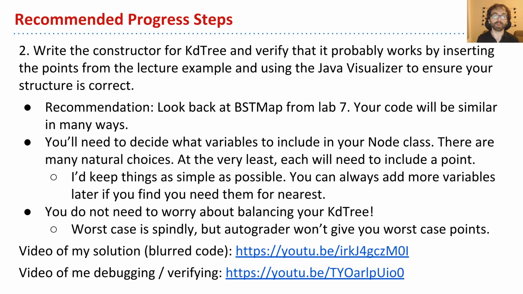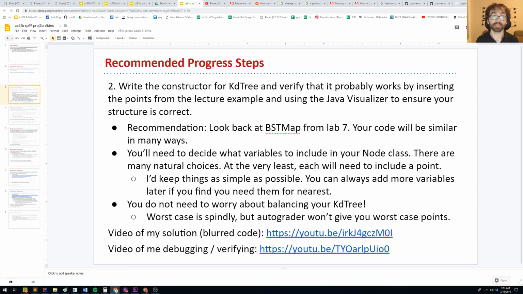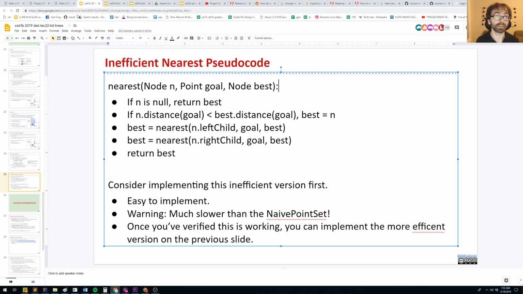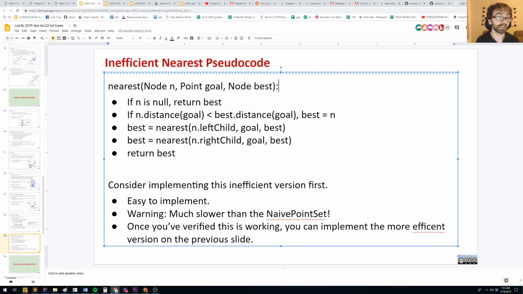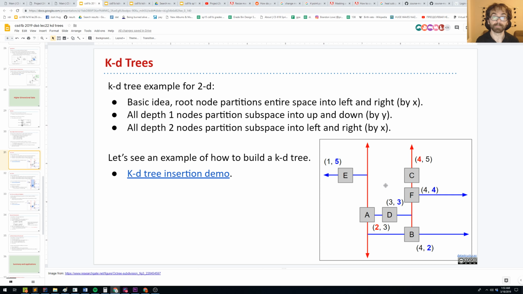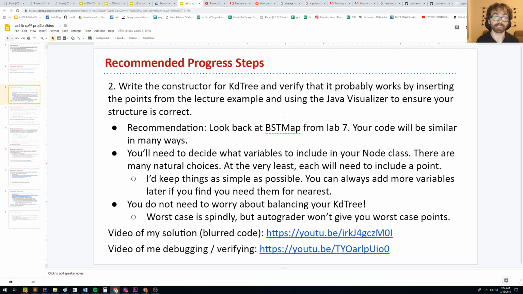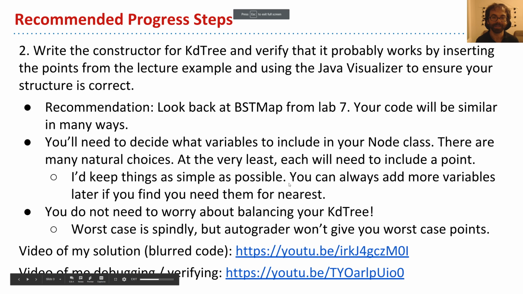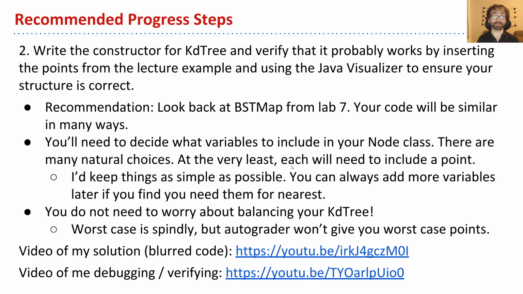Secondly, I'd recommend that you write the constructor for the KdTree class, and that you verify that it probably works by inserting all of the points from the lecture example. In lecture, I give an example of KdTree insertion, and I end up with this KdTree. So you can verify that you actually get this. Anyway, you can verify using the Java visualizer that your insertion was correct.